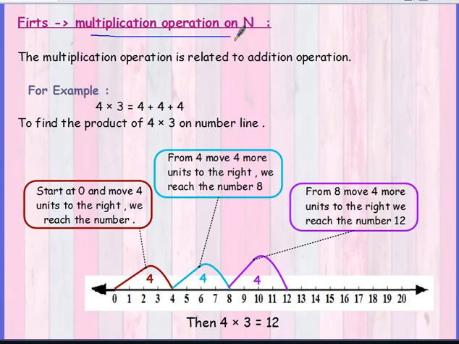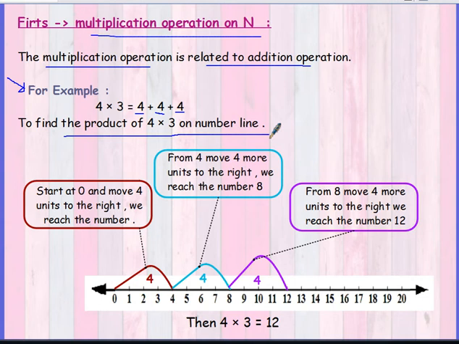First, multiplication operation on N. The multiplication operation is related to addition operation, as we know. For example, 4 times 3 equals 4 plus 4 plus 4. And to find the product of 4 times 3 on the number line, we will use the relation between the addition operation and the multiplication operation.